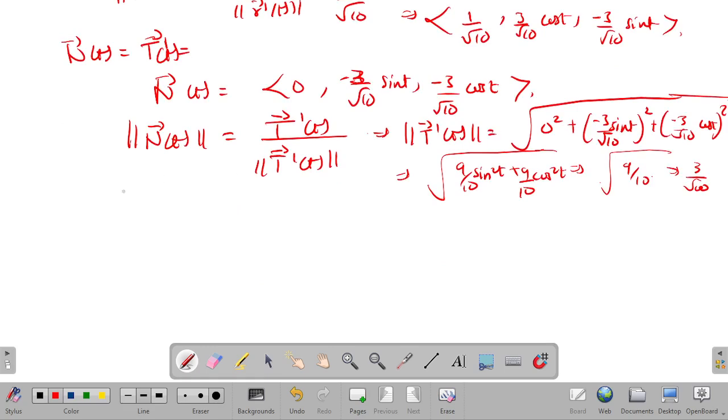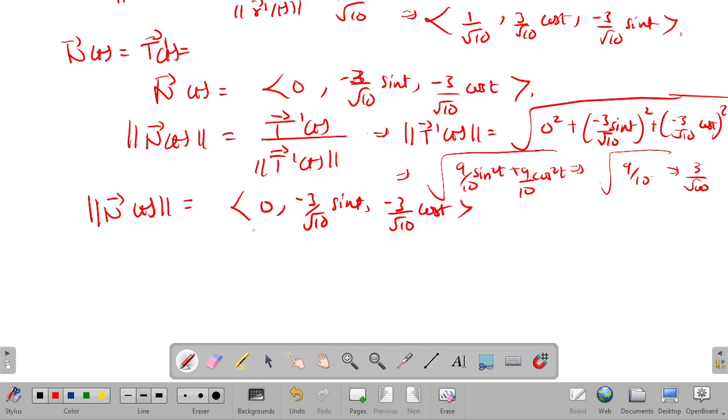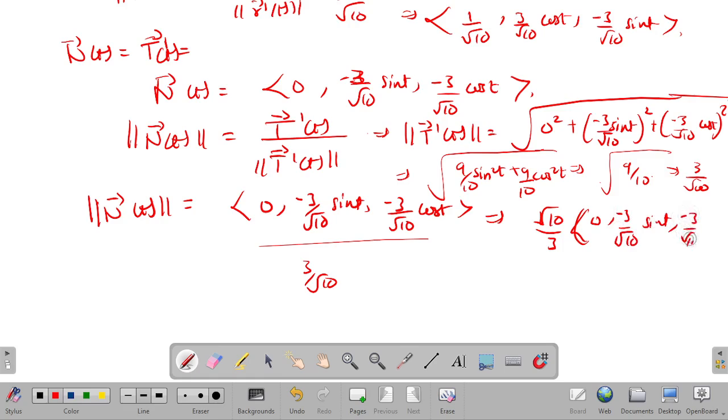Unit normal vector. Our unit normal vector is simply equal to what you had here divided by, so we are going to get 0 comma negative 3 over root 10 sine t comma negative 3 over root 10 cos t, all divided by 3 over root 10. So we invert, and you get root 10 over 3 multiplying the expression 0 comma negative 3 over root 10 sine t comma negative 3 over root 10 cos t.